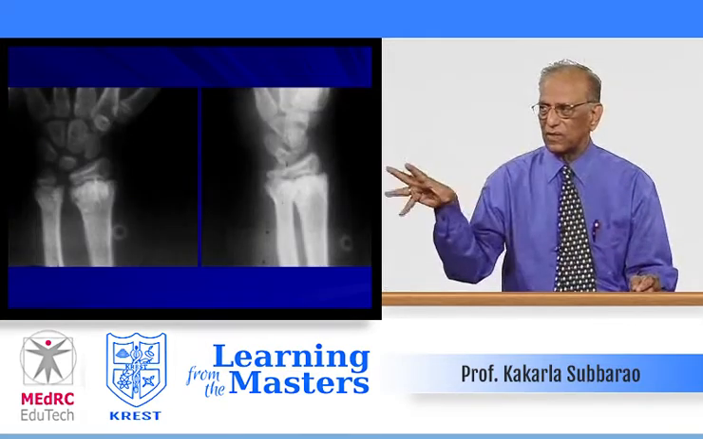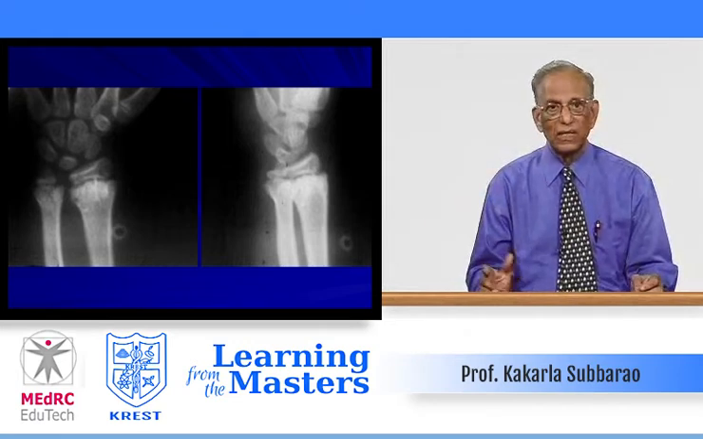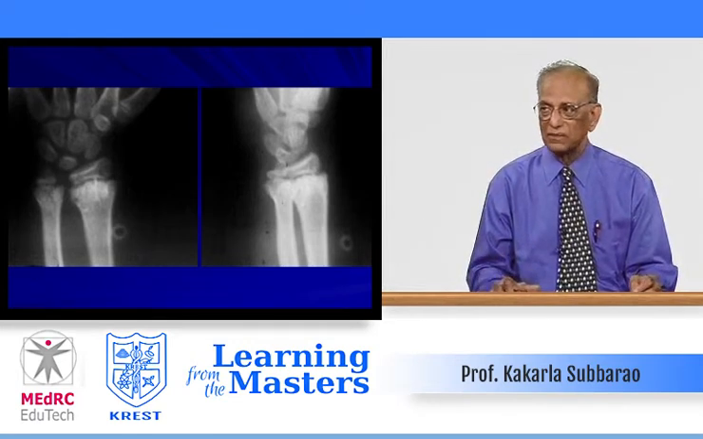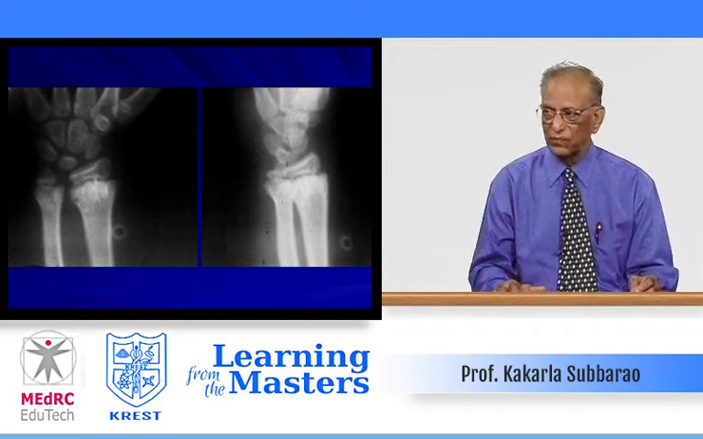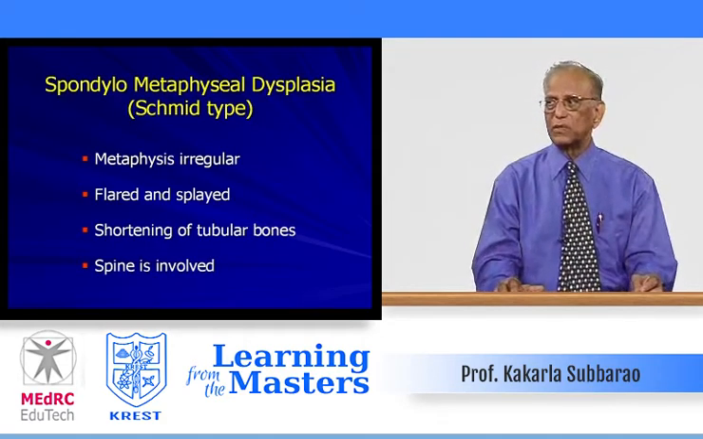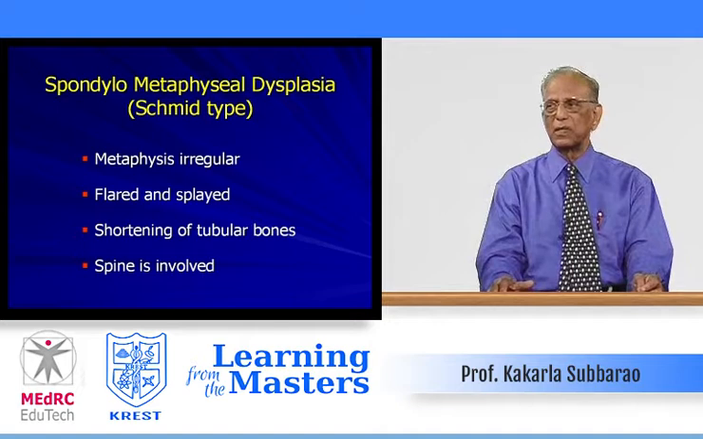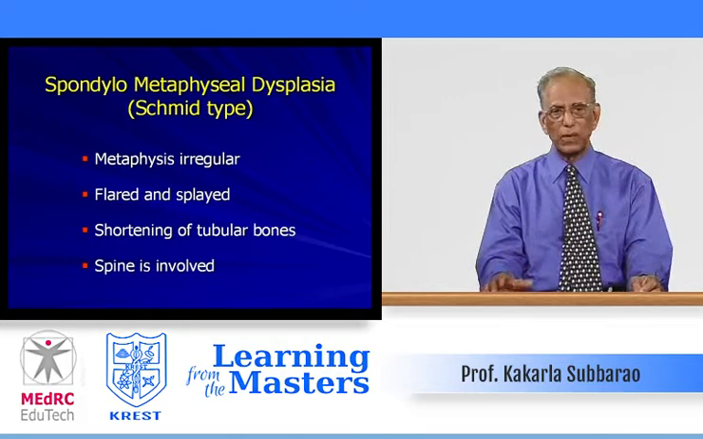Again, metaphyseal irregularity such as you see in the healing type of rickets, but there are no rachitic changes. Spondylometaphyseal dysplasia, Schmidt type: the metaphyses are irregular, flared and splayed as you see in rickets, with shortening of tubular bones, and the spine is also involved.